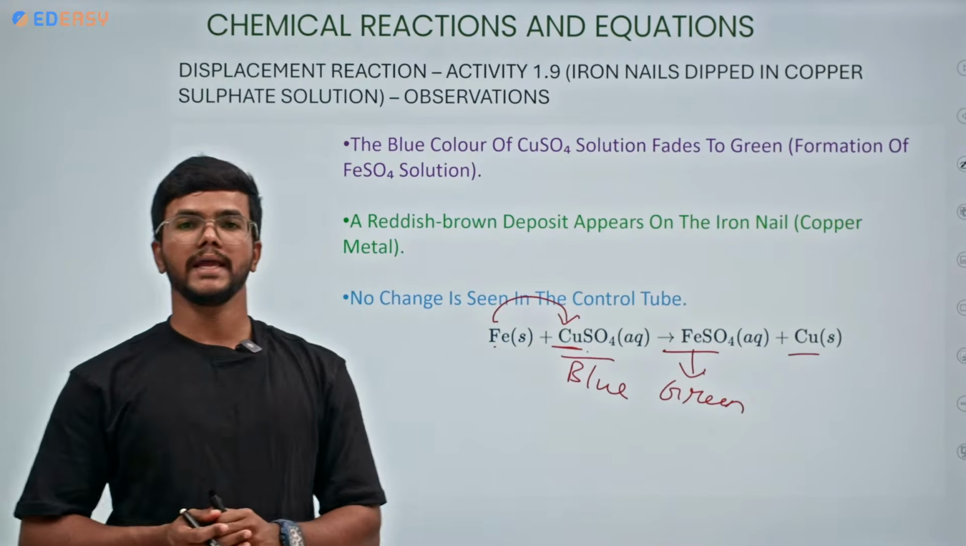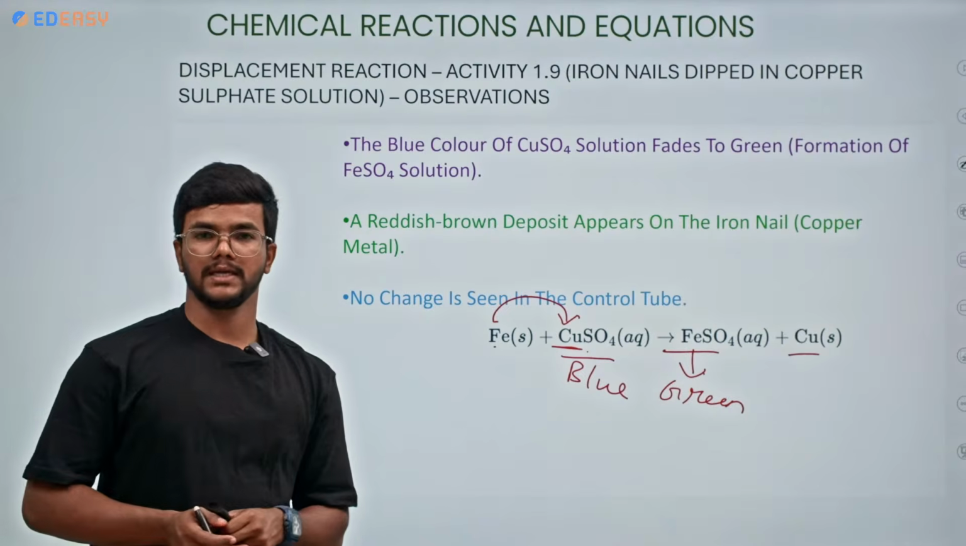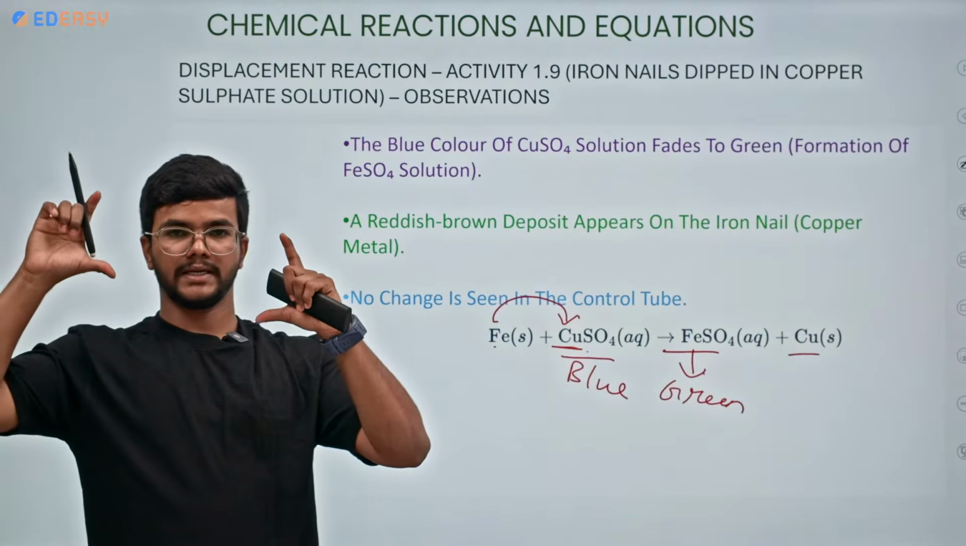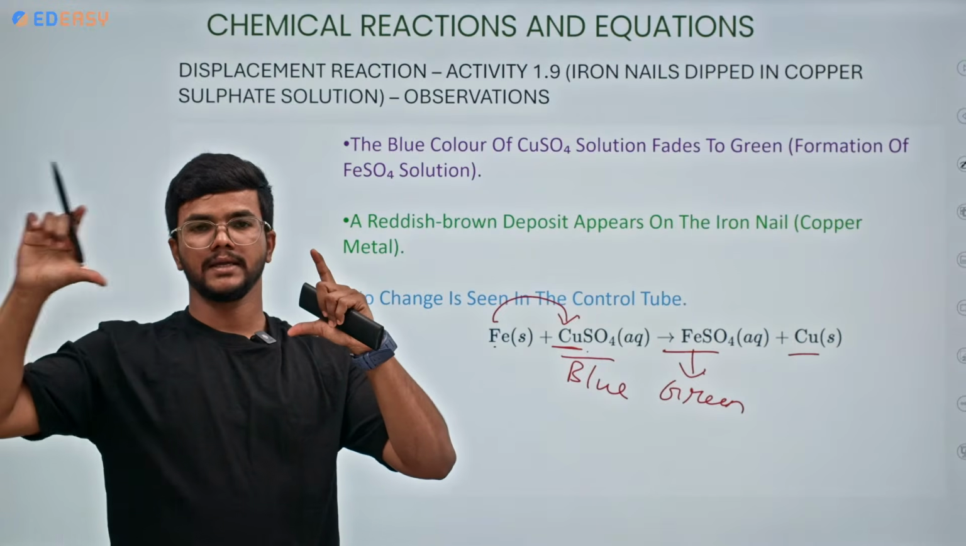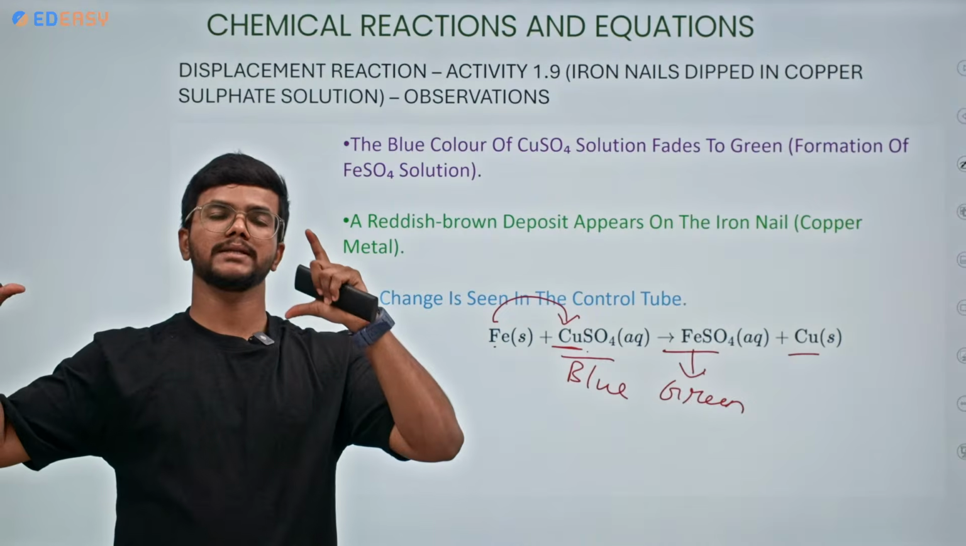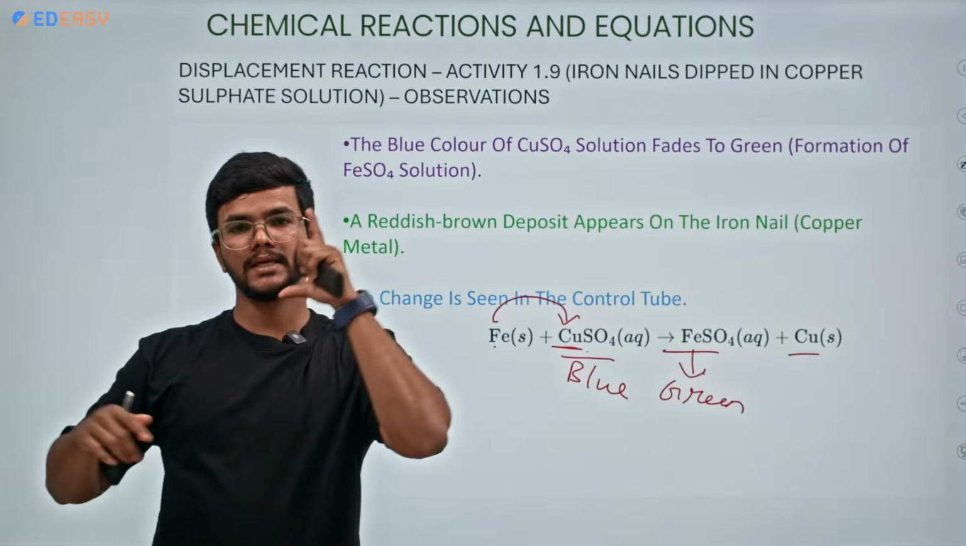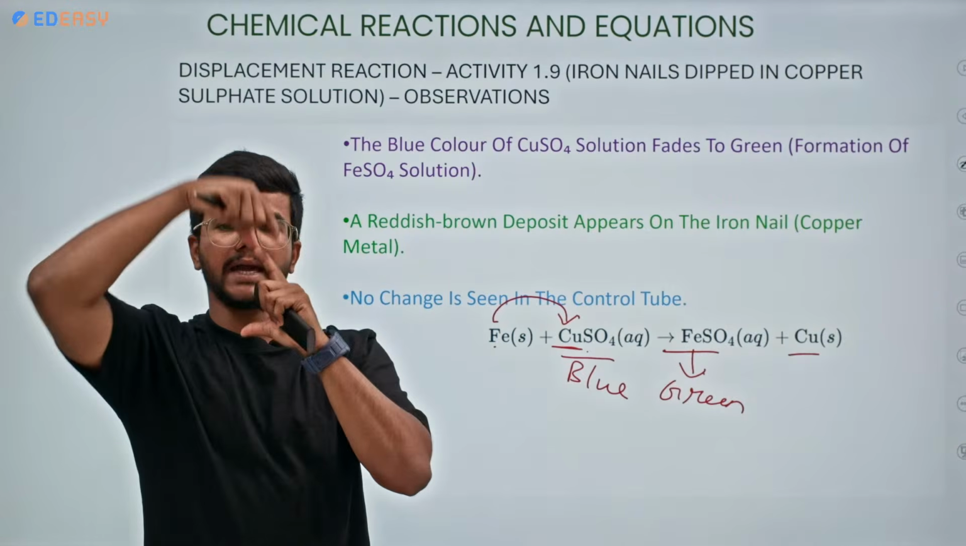This is the example for this single displacement reaction. Let me repeat once again. Two test tubes. One test tube contains copper sulfate. Keep it aside. Why are we keeping it aside? Because we have to compare the solution with the actual reaction vessel. In the other, the copper sulfate has the iron nail dipped.